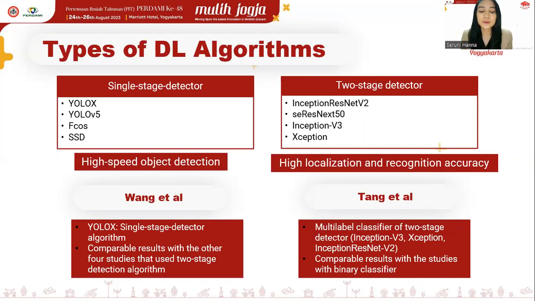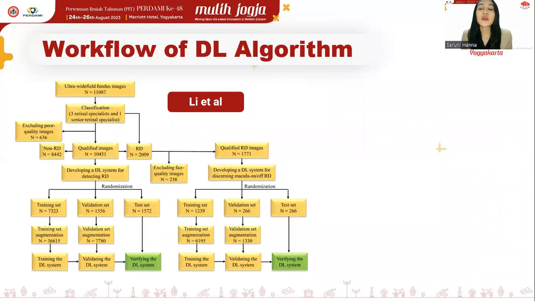The studies reported the workflow of DL algorithm, with which the picture shows an example of the workflow by Wu et al. In developing the use of the DL system in UWF imaging, image datasets that were obtained were labeled by ophthalmologists independently, and poor quality images were excluded. The qualified images were then randomized for training set, validation set, and test set with no overlapping images between the sets. Data augmentation was also done during training and validation to increase the diversity of datasets.